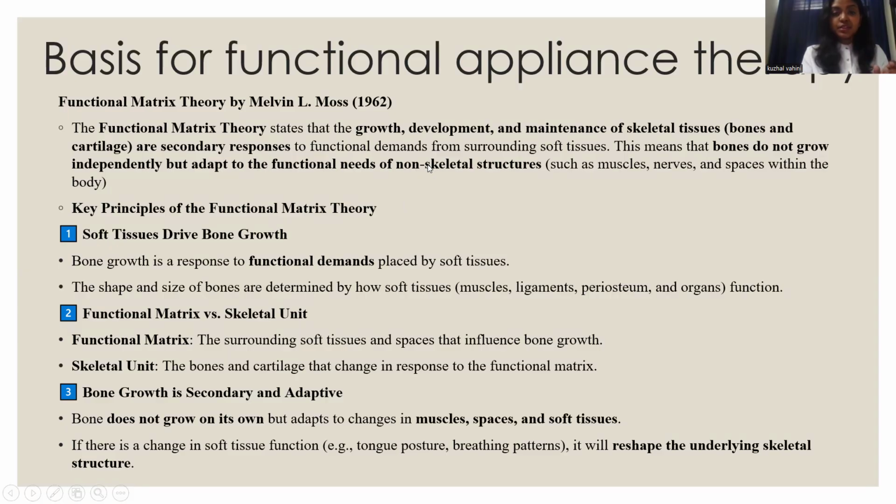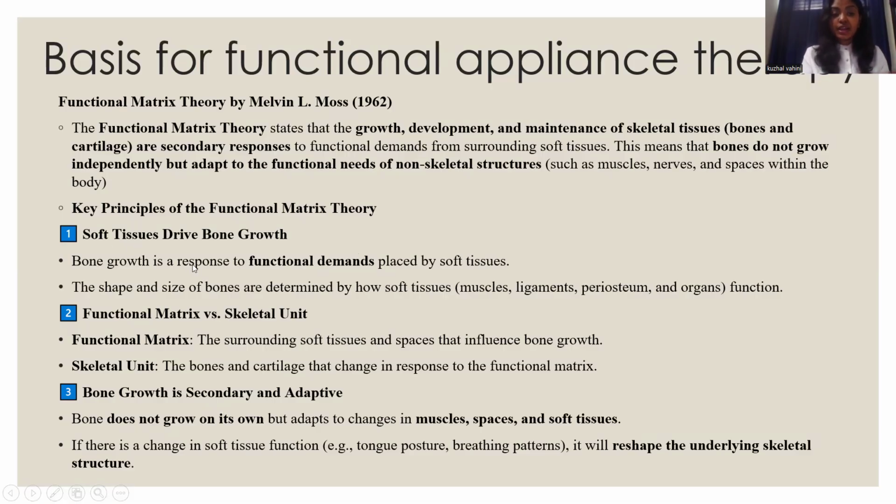Let's look at the first theory, which is the functional matrix theory, given by Melvin Moss in 1962. In this theory, he states that the growth, development and maintenance of skeletal tissues, that is bones and cartilage, are secondary responses to the functional demands from surrounding soft tissues. So this means that bones do not grow on their own or independently, but adapt to the functional needs of the skeletal structures. The key principles here are that soft tissue drives bone growth, the functional matrix versus the skeletal unit, and that bone growth is secondary and adaptive.